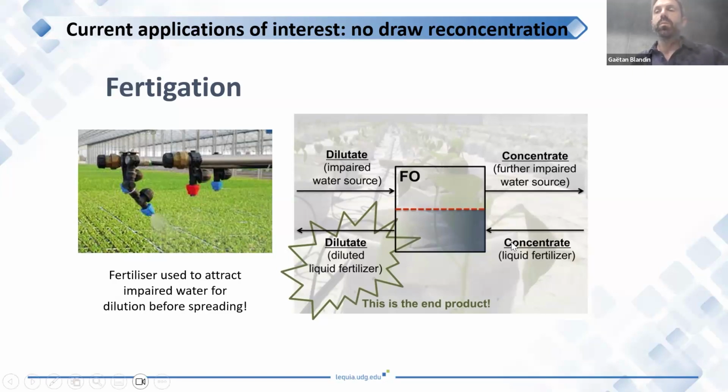So in this case, you will use the high osmotic pressure of the fertilizer to attract the water from the wastewater. It will purify the wastewater, and then it will dilute the fertilizer for its application directly on plants. So that's one of the applications that is potentially of interest, where you directly make use of the osmotic pressure without the need of draw reconcentration. Then, of course, this process also has some limitations because it's very hard to have a diluted liquid fertilizer which has the properties you will need for the plants.